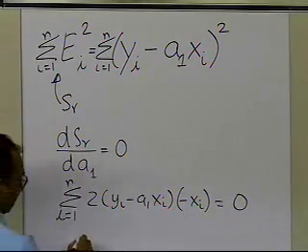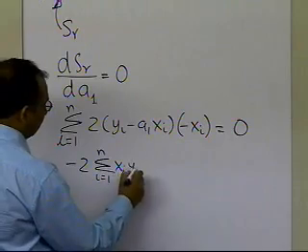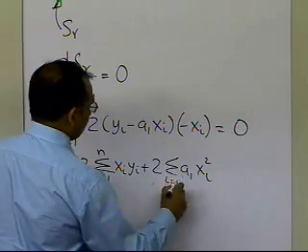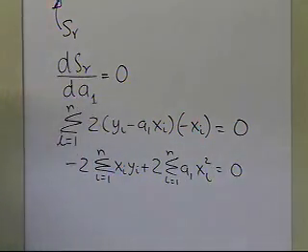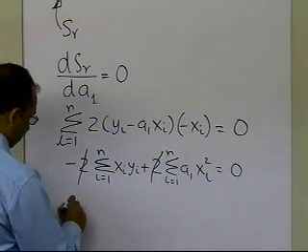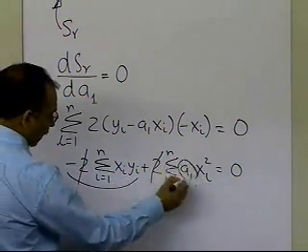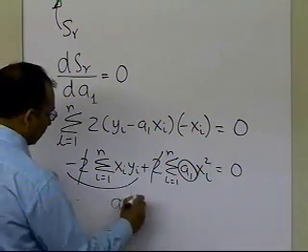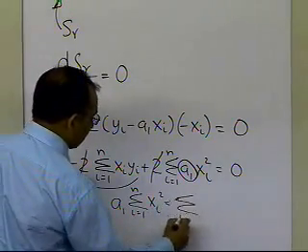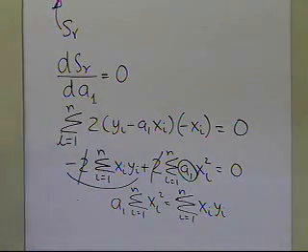If I expand this, I get minus 2 summation i equal to 1 to n of x_i y_i plus 2 summation of a1 x_i squared, i equal to 1 to n. The 2 and 2 cancel, and I can take this to the right-hand side because it's a known quantity, and I can take a1 outside because it's a constant. So I'll get a1 times summation i equal to 1 to n of x_i squared is equal to summation i equal to 1 to n of x_i y_i. That's what I'm going to get.